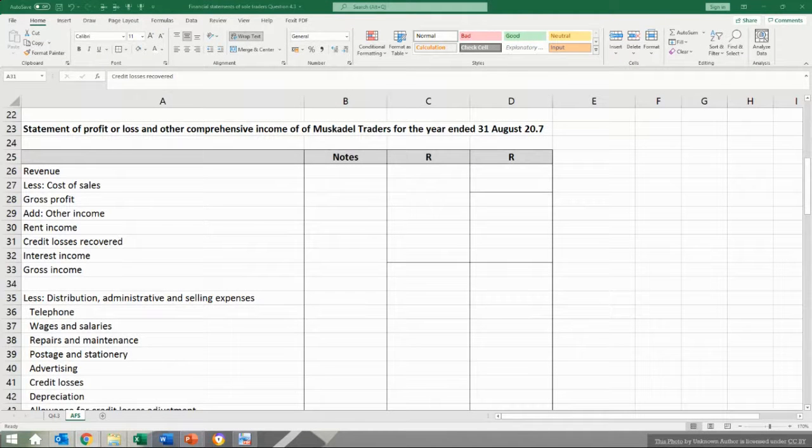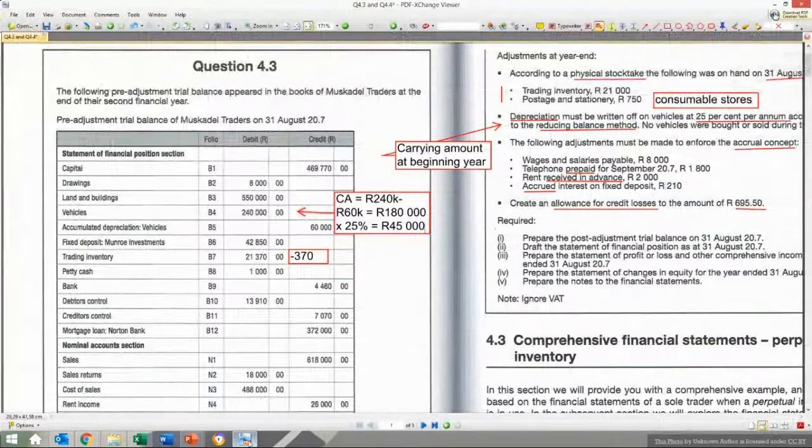Okay, welcome back everyone. So we are busy with question 4.3, so we're going to continue with that question. Let's quickly go back. We finished in the first session the post-adjustment trial balance, which we took from the pre-adjustment trial balance and adjusted for the entries that were listed on the right-hand side.